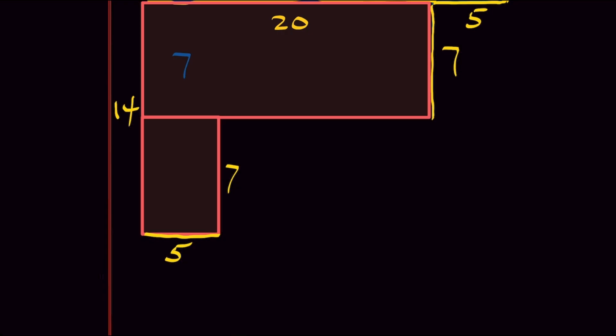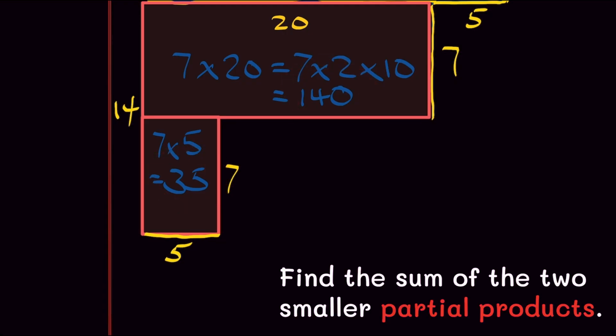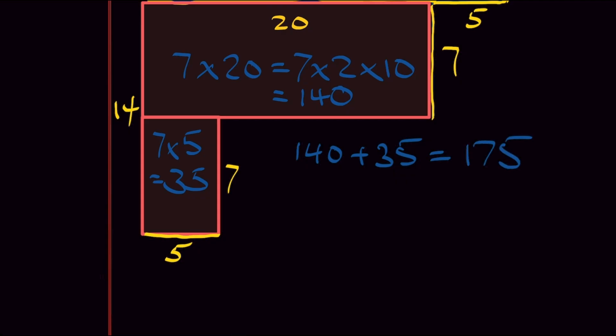The top rectangle has an area that we can calculate by multiplying 7 by 20, which is the same as 7 times 2 times 10. And we'll just annex a 0 to 14 to get 140. The lower rectangle is 7 times 5, which is 35. We now have two smaller partial products, 140 plus 35, the sum of which is 175. That's exactly the same as we found before when we multiplied 7 by 25 and got 175. So we've done it.